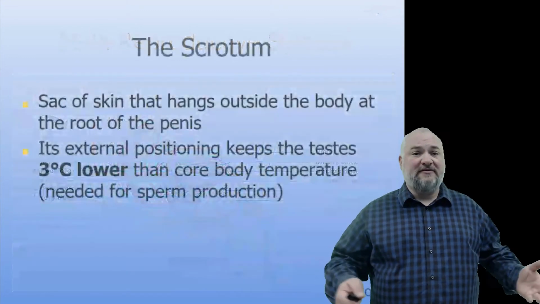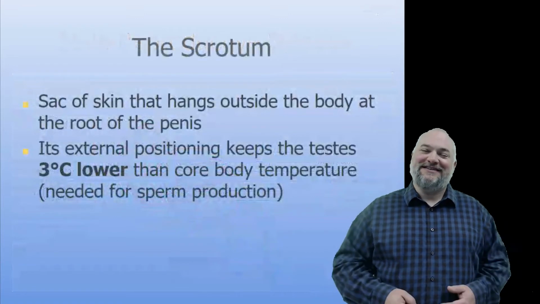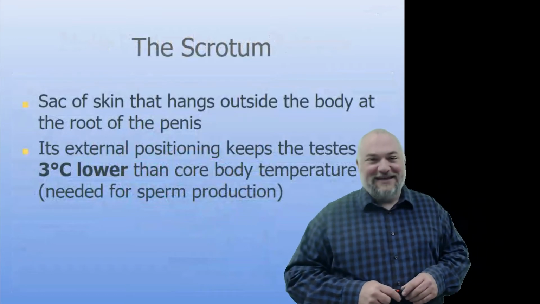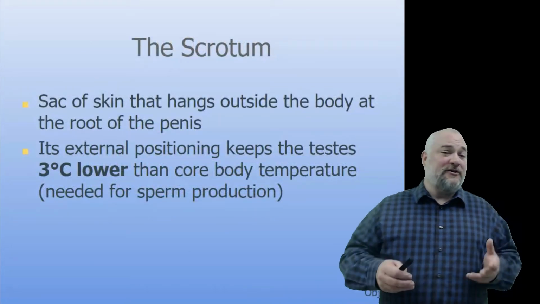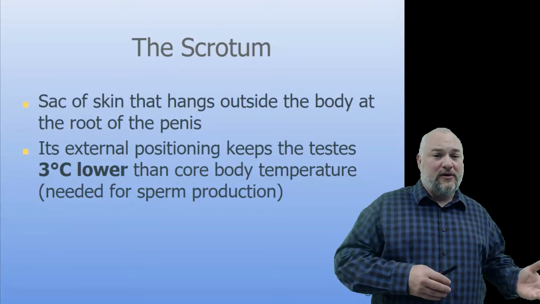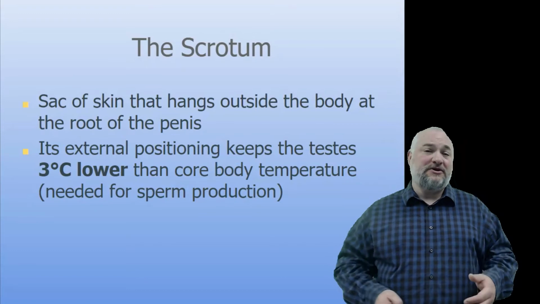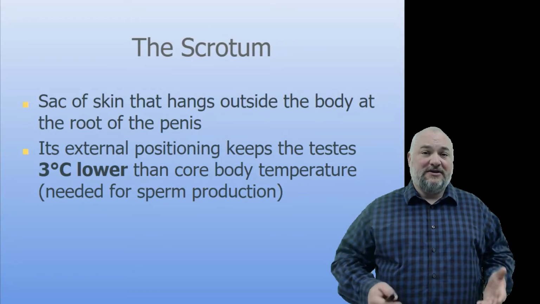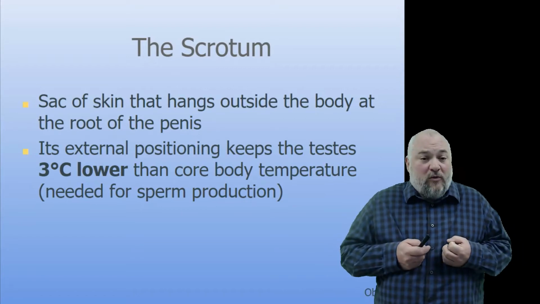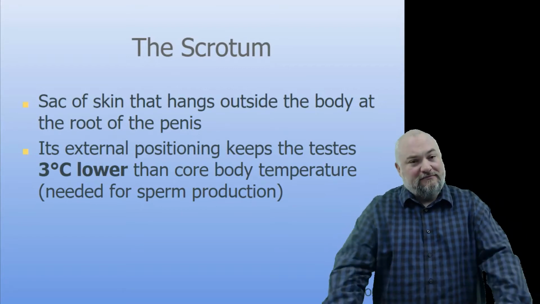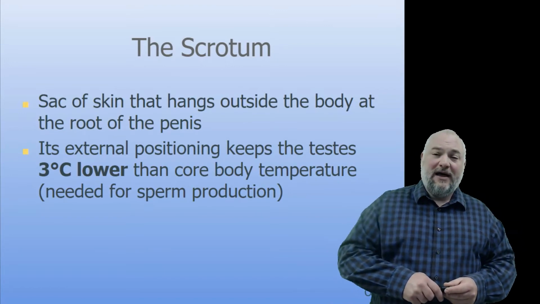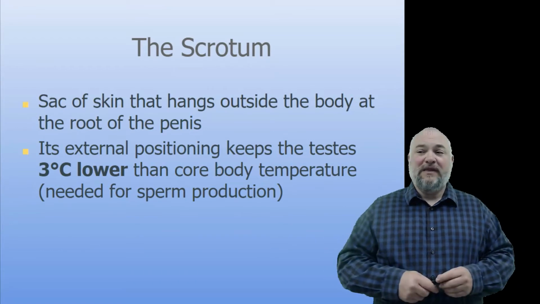The scrotum, it's a sack of skin that hangs outside the body at the root of the penis. Its external positioning is important. It helps to keep the testes 3 degrees centigrade lower than the core body temperature, which is needed for optimal sperm production. This is why the scrotum is able to pull the testicles back up into the body to keep them warm when it's cold out, or let them hang down to get more air and stay cooler when it's hot out. It's to maximize sperm production.